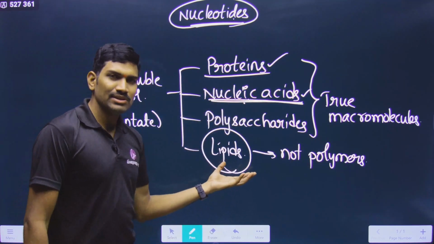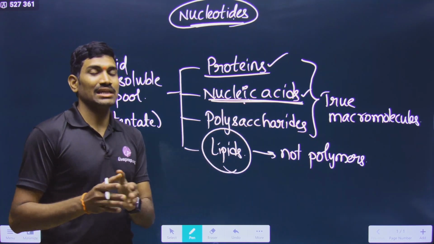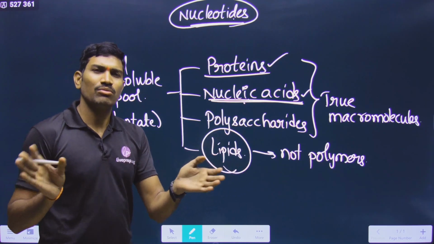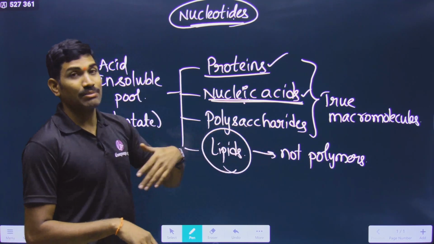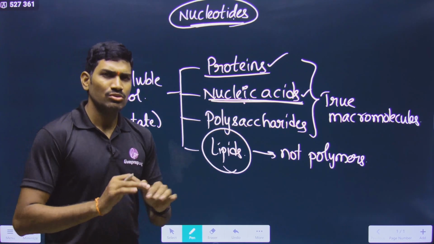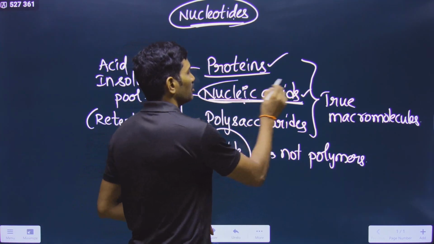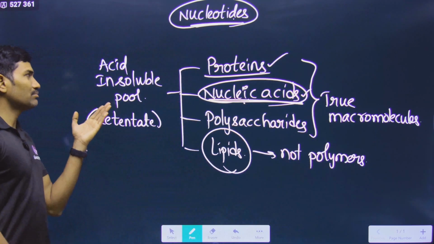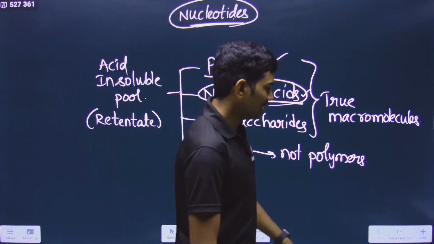In the next lecture, we will study lipids. After that, we will go with carbohydrates in general. Carbohydrate information is very huge, so we will divide it into monosaccharides and disaccharides in one lecture and polysaccharides separately in a different lecture. Slowly we will understand all the points with clarity. Now we are talking about nucleic acids, which are true macromolecules, and these are observed in the acid insoluble fraction. This is the basic information.